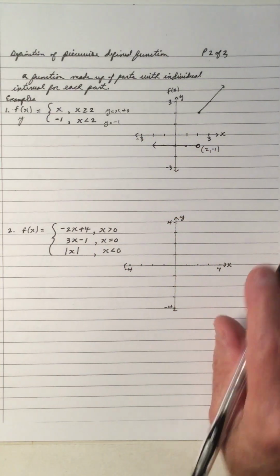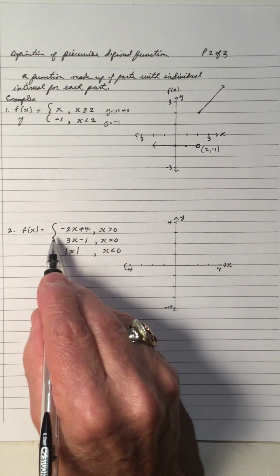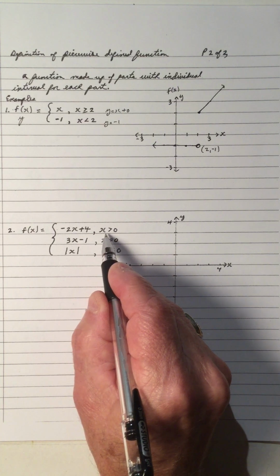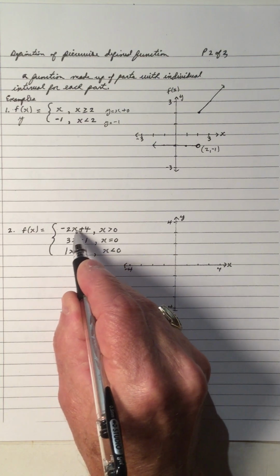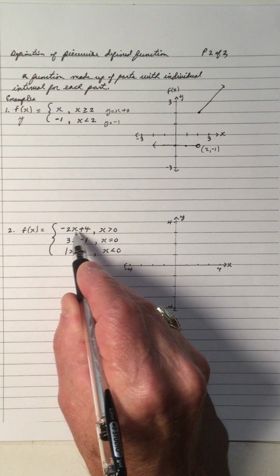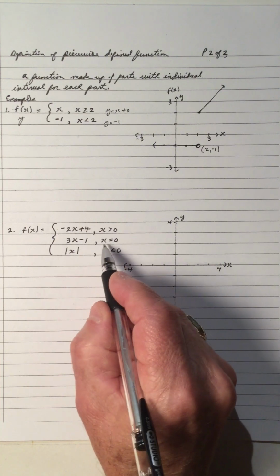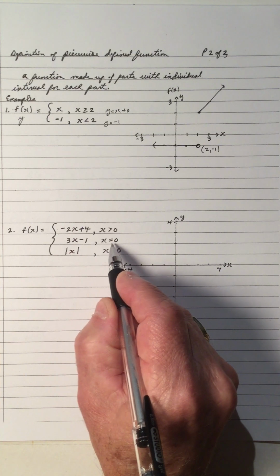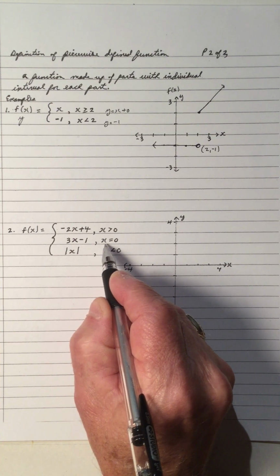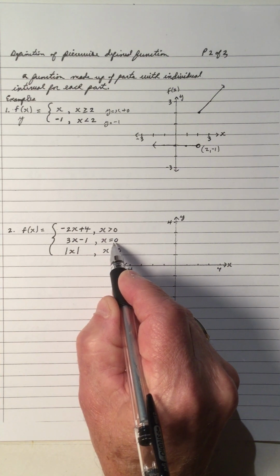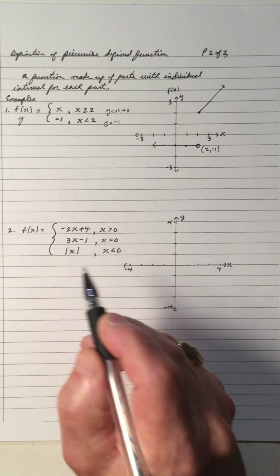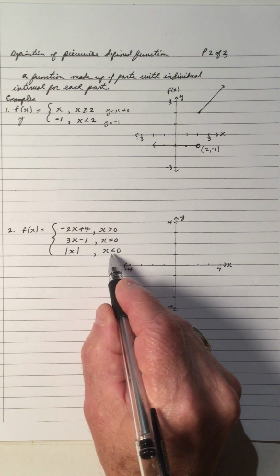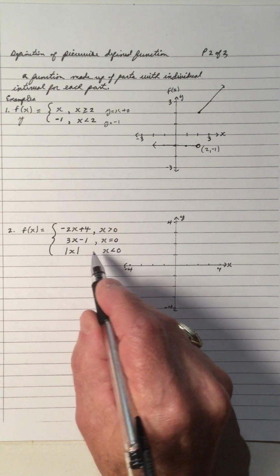Let's look at another one, f of x equals, and here we have three parts. Negative 2x plus 4 when x is greater than 0. Notice this is linear, y equals mx plus b, so it's a line. Then x equals 0, we have another linear, but we have to be careful here. We only have x equals 0, so that's only the value when x is 0. And this one is the absolute value when x is less than 0. So we have three parts.